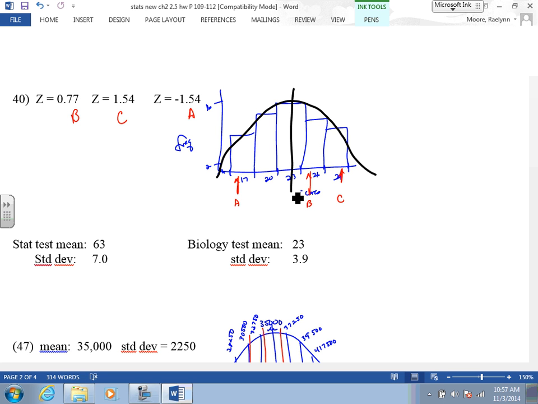Okay. To the right, you've got two positives. The one closer to the 0 is the 0.77. That's your B. The one further away is the 1.54. That's your C. It's just giving it a placement on where it would fall.